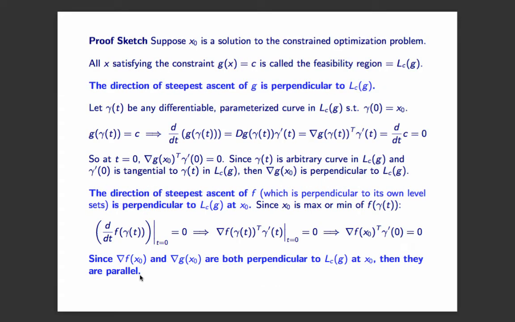Now, let's quickly go over the proof, or at least the three main points, which are in bright blue. That is, the direction of steepest descent of the constraint g is perpendicular to the level set of g. Remember, the level set of g is the feasibility region. It's the only x I'm considering in optimizing f. The direction of steepest descent of f is also perpendicular to the level set. In other words, perpendicular to the feasibility region at x naught. And because the gradient of f and the gradient of g at x naught are both perpendicular to the level set, and the level set is an n-1 dimensional hyperplane, then they're parallel.